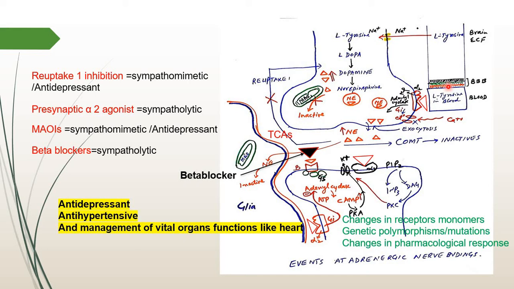So the tyrosine is now in the extracellular fluid, and through active transport it is taken into the interior of the adrenergic neuron. L-tyrosine is then converted into dopa, dopa is converted into dopamine, and it is converted into norepinephrine, and then it is stored in the vesicles.